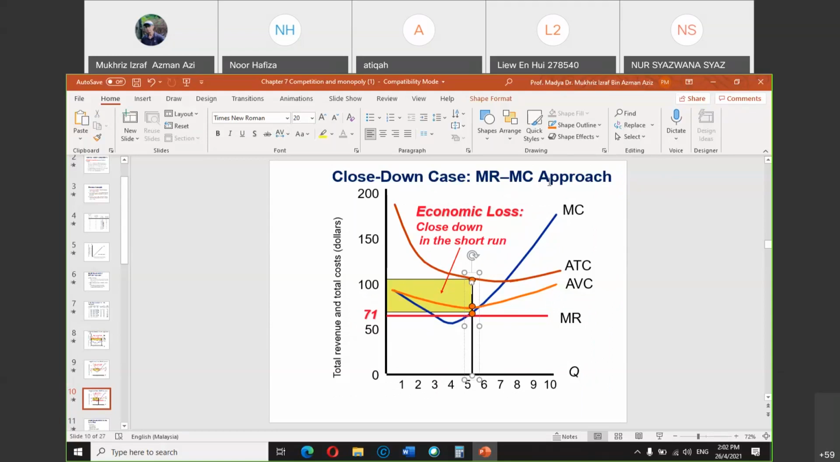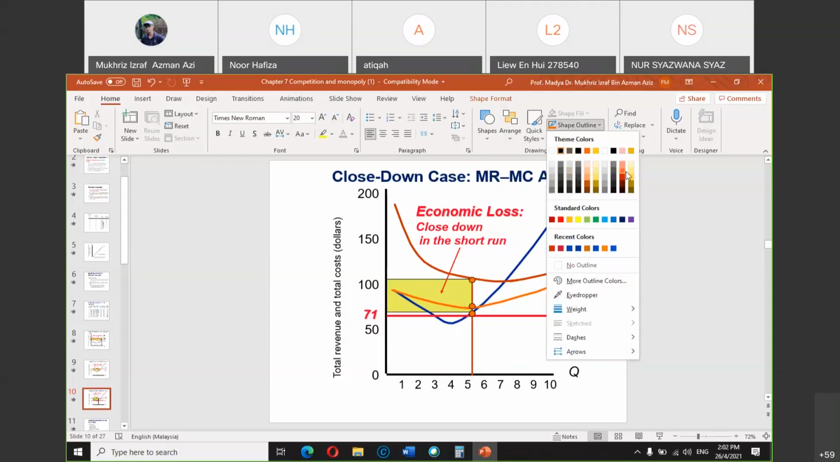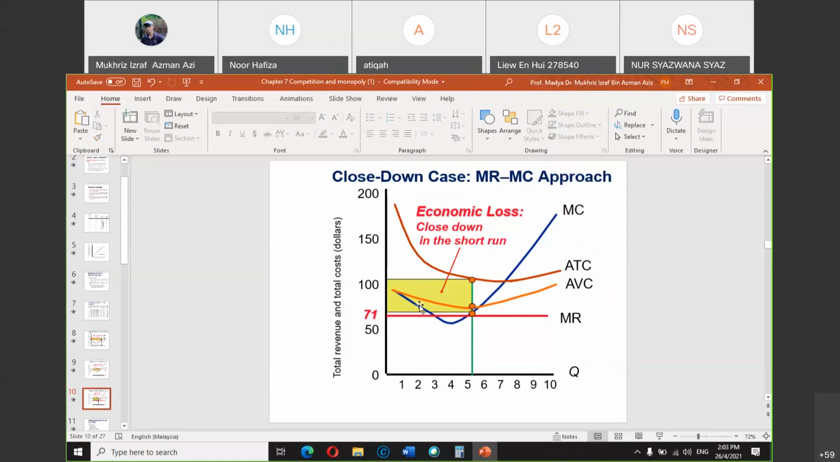Let's say I change this one, at this green line here. How do you get this green line? When MR equals MC, correct? When the two lines intersect, they intersect at this point here, and you refer to this line as the quantity. Along this line, you can also see the average cost, meaning at this green line, when it cuts the average cost, this will be the average cost value.